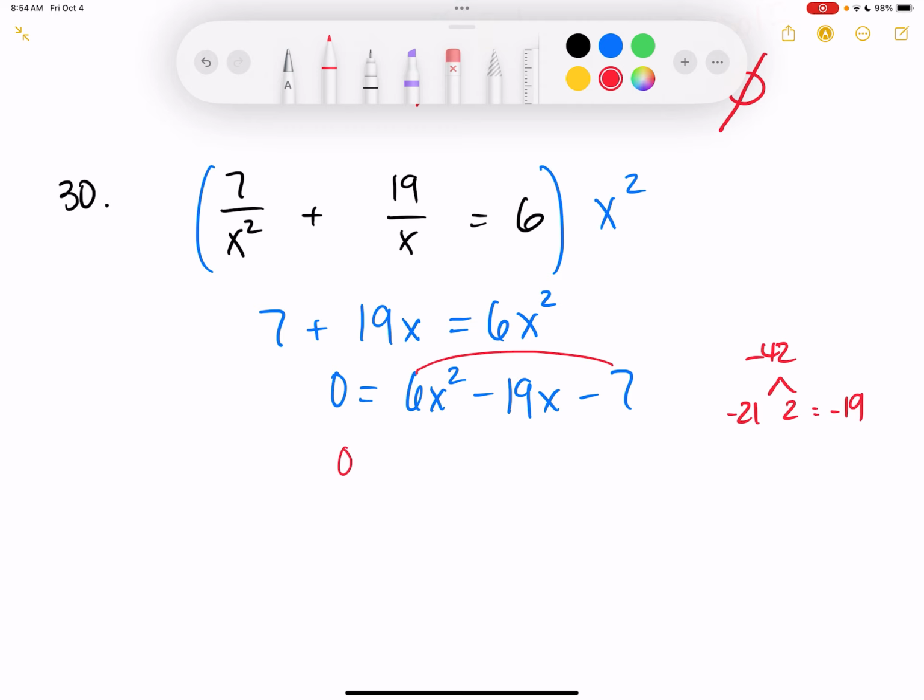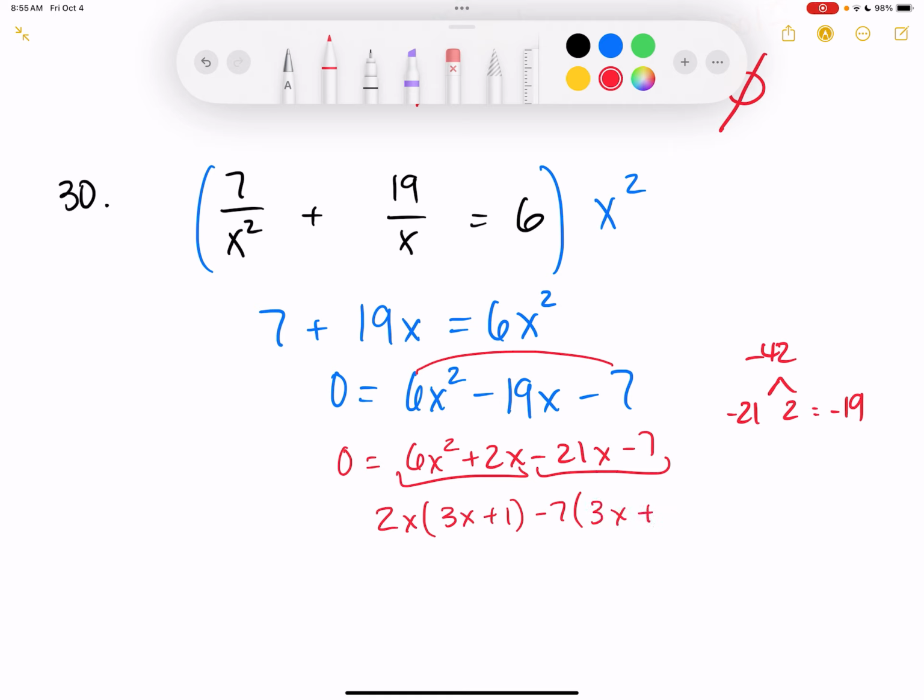But 6x squared, what is this? Plus 2x minus 21x minus 7. Factor by grouping, take out a 2x, and you're left with 3x plus 1, and then negative 7 leaves you with 3x plus 1. So then 2x minus 7 times 3x plus 1, all that's equal to 0.